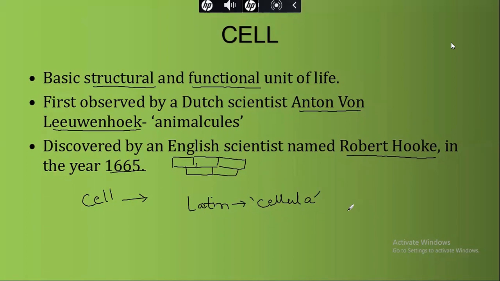Later in the year 1665, an English scientist named Robert Hooke observed a thin slice of cork under a microscope, and he saw small compartment-like structures, like bricks we see in a house. So he observed this and he named them cells, which are the building blocks of life. The word cell is derived from a Latin word cellula, which means small compartments.